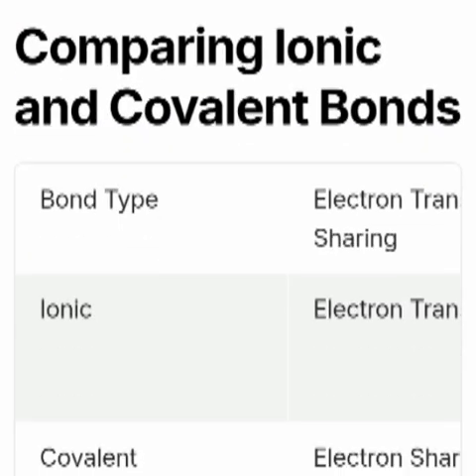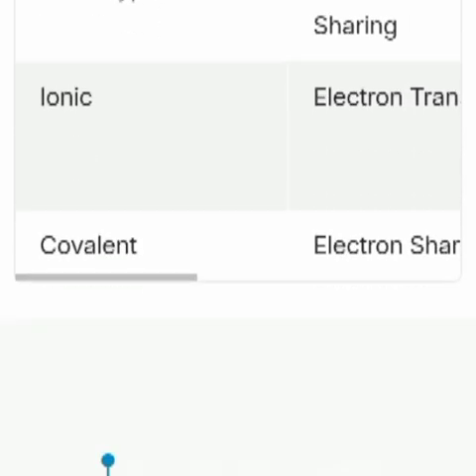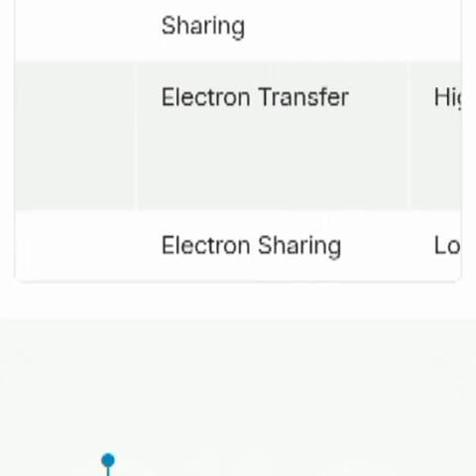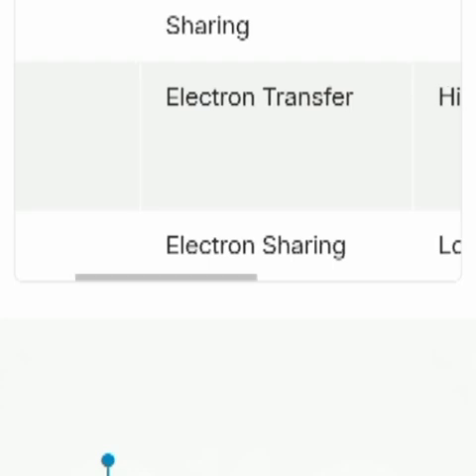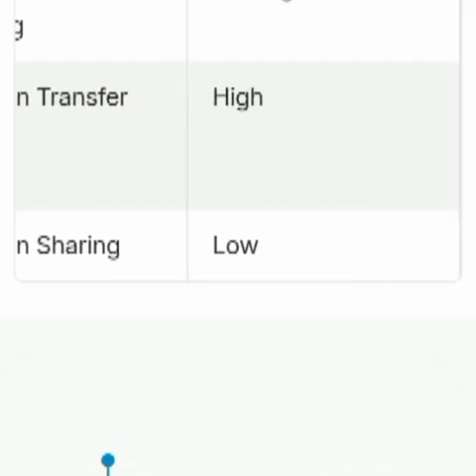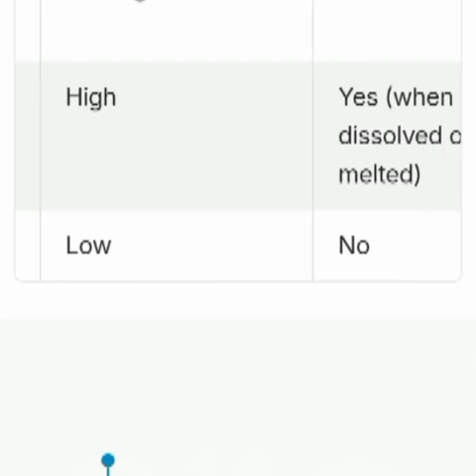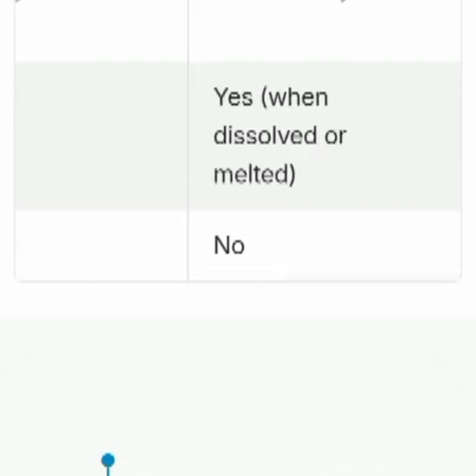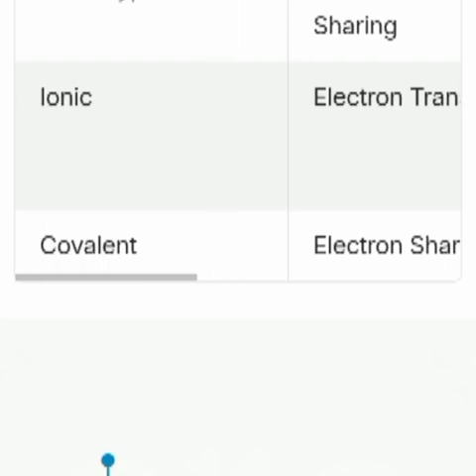Now let's see a comparison between ionic and covalent bond. Type of bond: electron transfer or sharing. Ionic bond involves electron transfer. Then talking about the melting point of the compound formed, the compound has a high melting point. Then conductivity. Do they conduct? Yes. Ionic compound conducts electricity when dissolved in water or when it is melted.